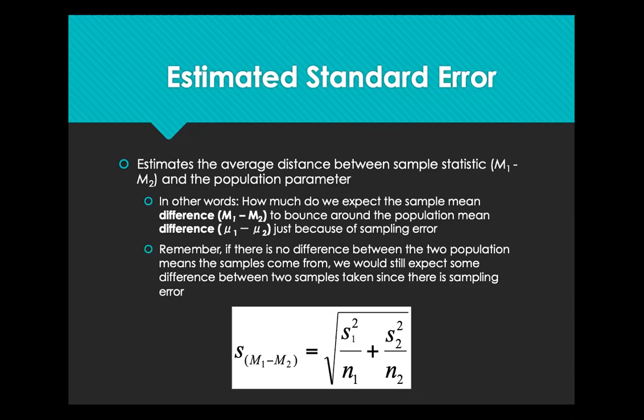And remember that if there is no difference between the two population means the samples come from, we would still expect some difference from the two samples taken since there is sampling error, right? So even if the population means are the same, the sample means are still going to have some variation because of sampling error, okay?